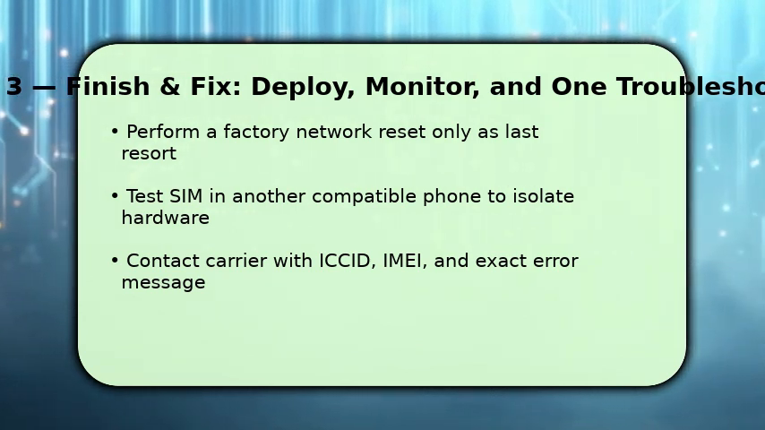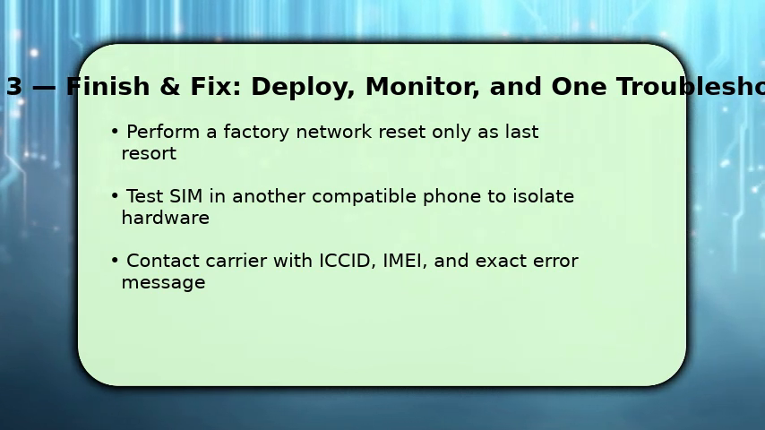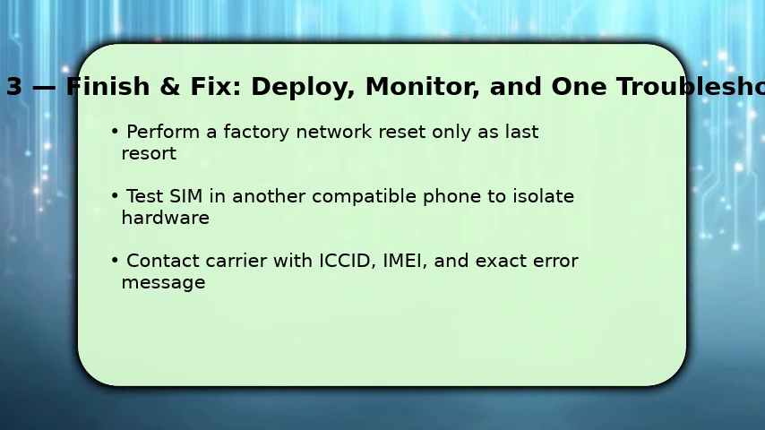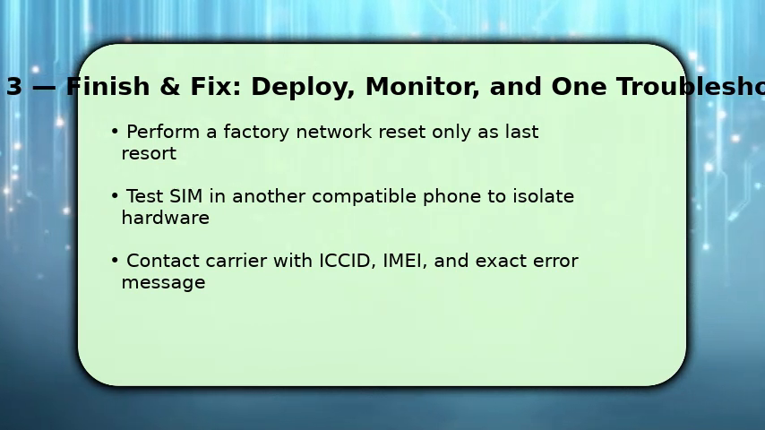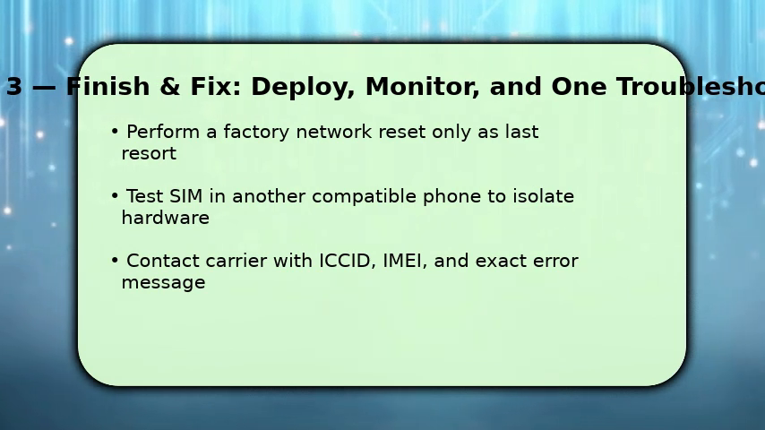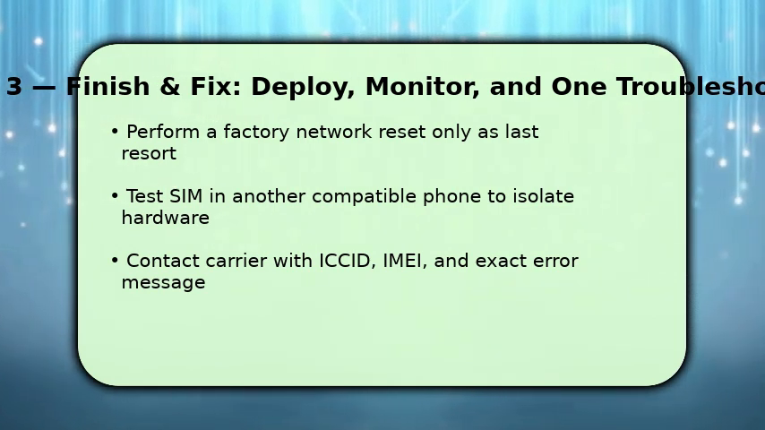When contacting the carrier, provide ICSID, IMEI, and the exact error string. This speeds resolution. If still stuck, ask the carrier to reprovision the SIM or issue a replacement. One tip: keep detailed timestamps of activation attempts for support.